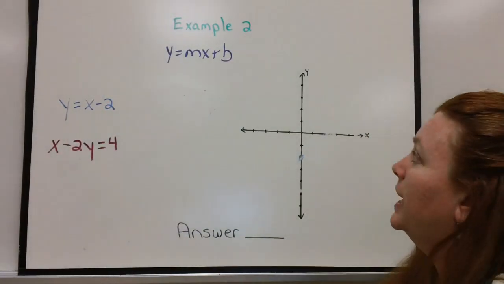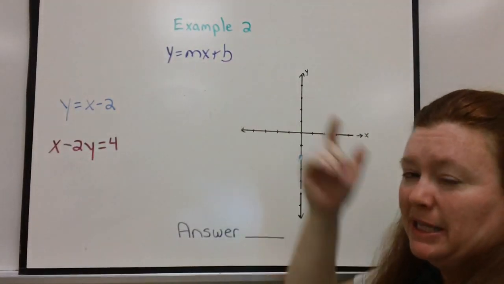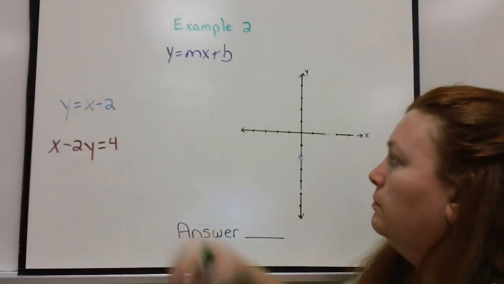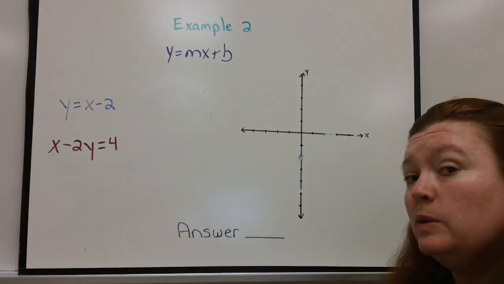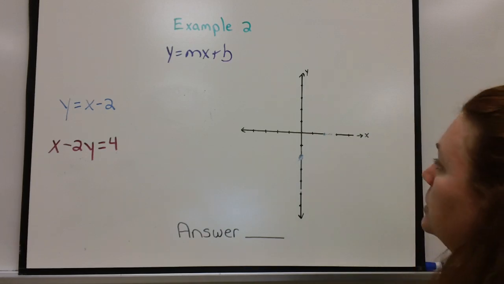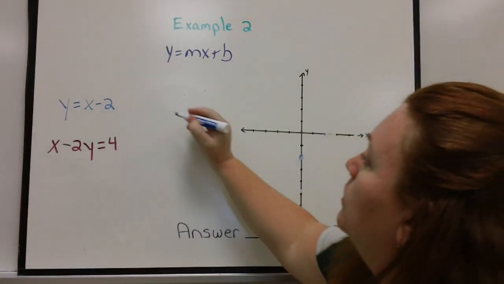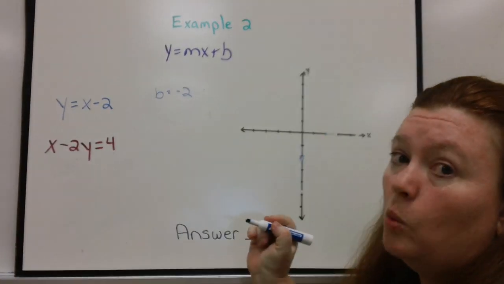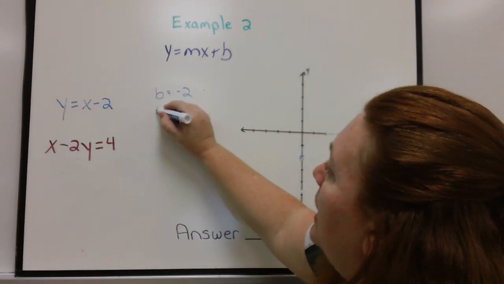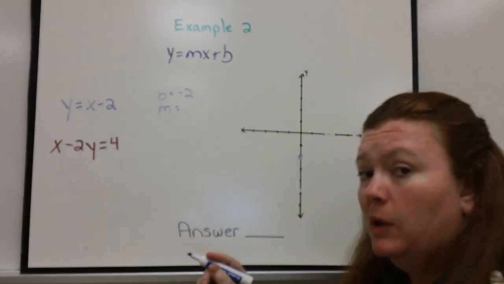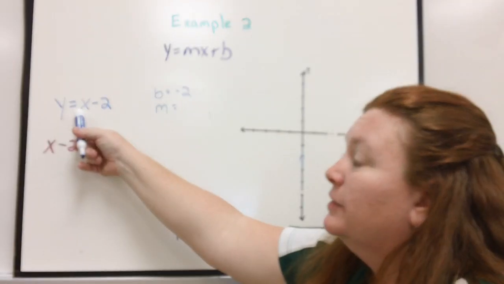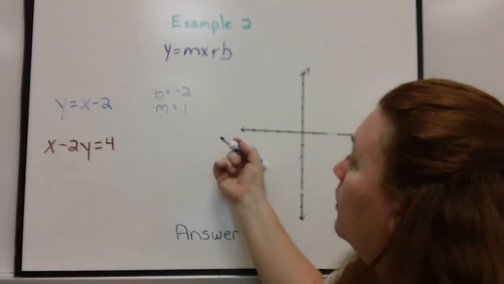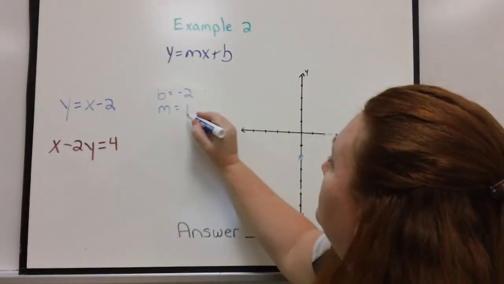Example 2. Again, I need y equals mx plus b. That's what I have to keep in my mind. The first one is in that form, which is great. y equals x minus 2. So, first question, what is b? b is negative 2. What is m? m is the number being multiplied by x. There's nothing there, so it's an understood 1. So m is 1, or 1 over 1.